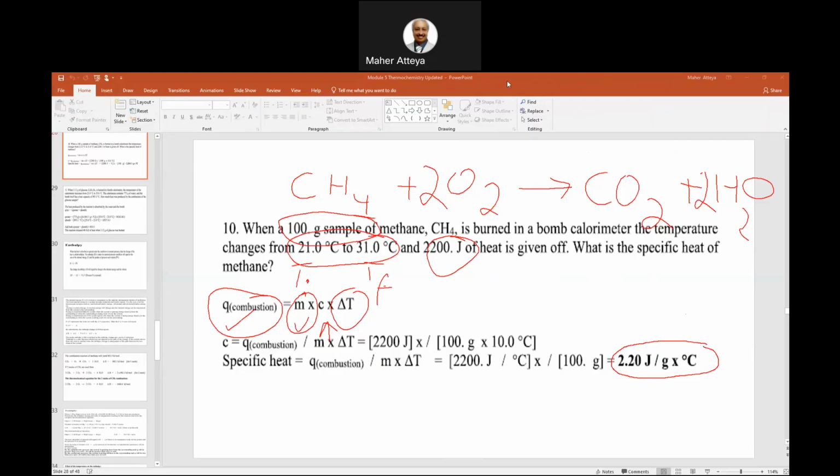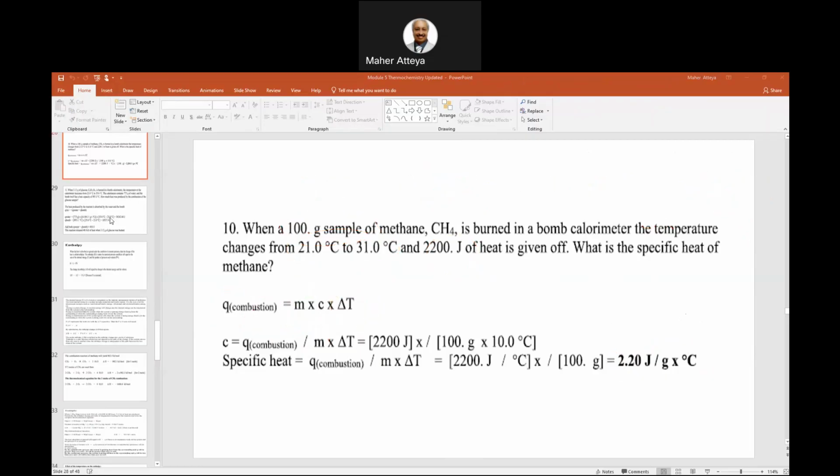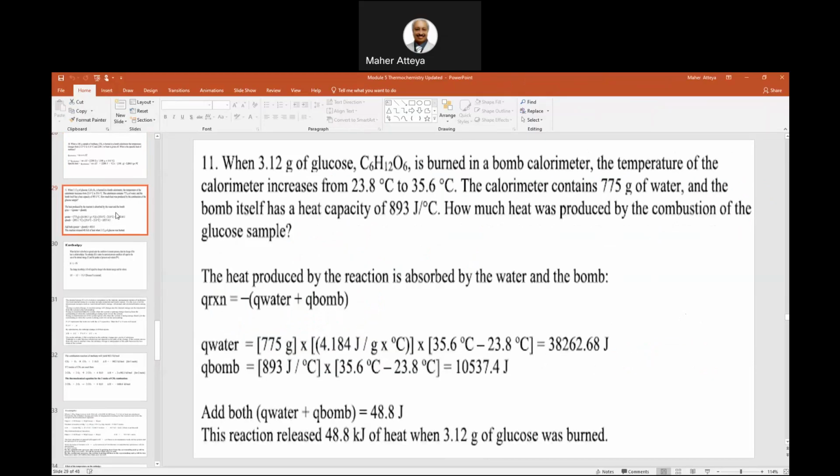Okay, let's take another example. Keep all those examples available to you. You can print them out in front of you and see how they solve those problems. Now we have 3.12 grams of glucose. Glucose is not table sugar, but blood sugar. Glucose is a blood sugar.